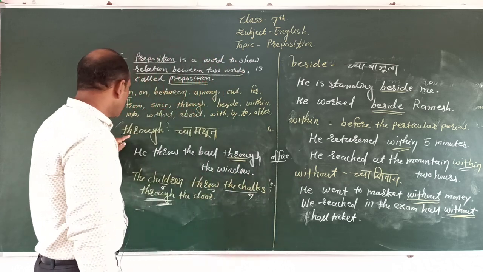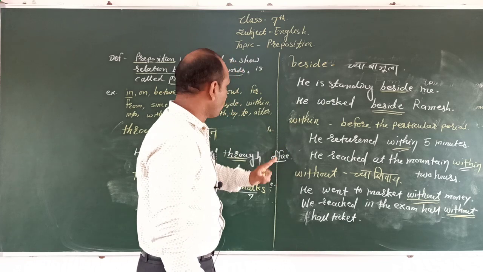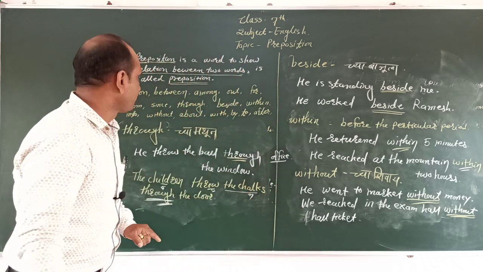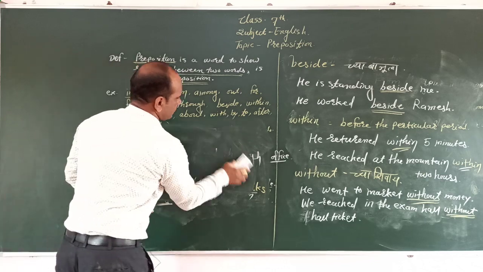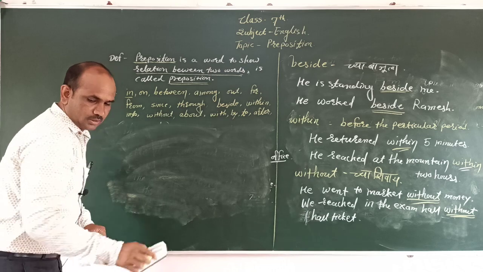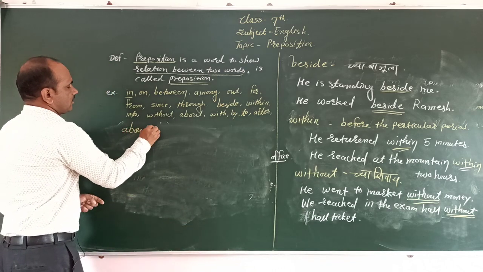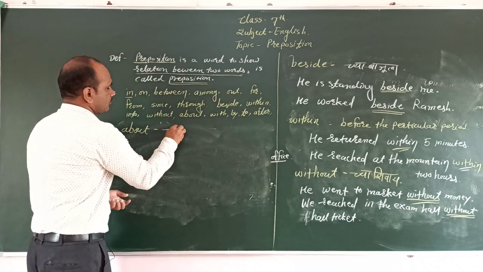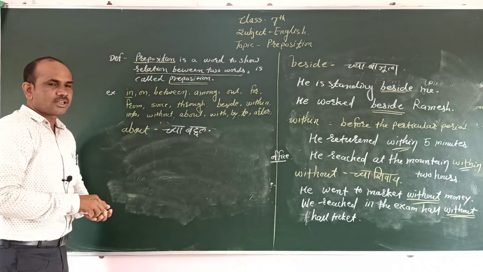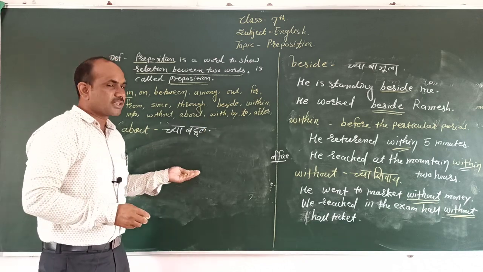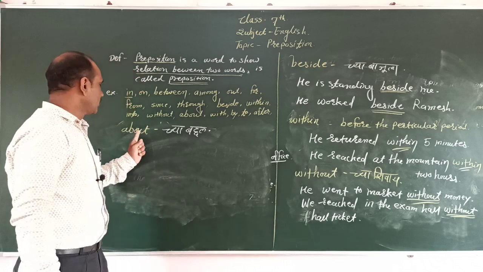In this way we discuss here beside, within and without. Now we discuss about another preposition, that is about. One preposition is there, about. When we have to discuss any other things, any other persons, any other places, that time we are using this about.